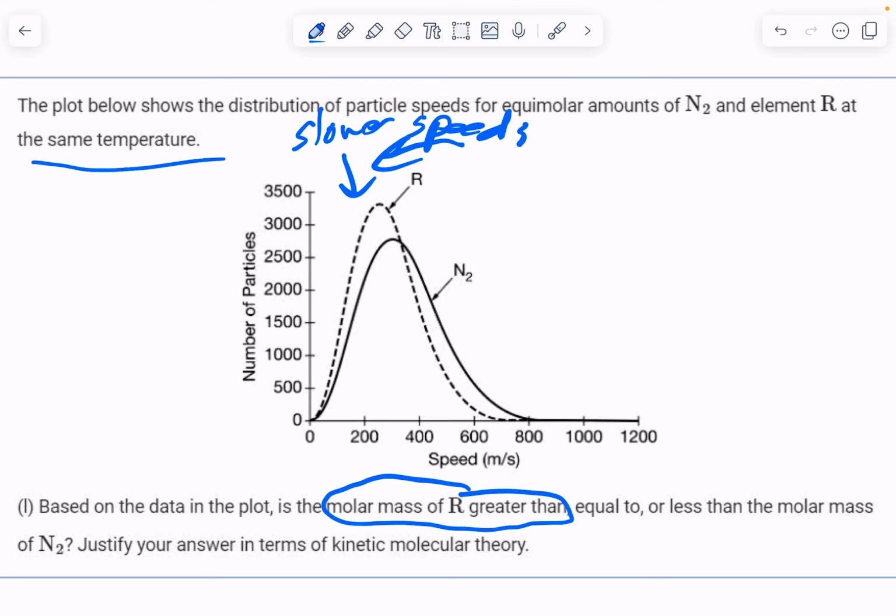Okay, so something along those lines. You can use the kinetic molecular theory to explain it, but essentially R is going to have a greater molar mass, and that's what causes slower speeds, more particles with slower speeds than N2 since they are at the same temperature.